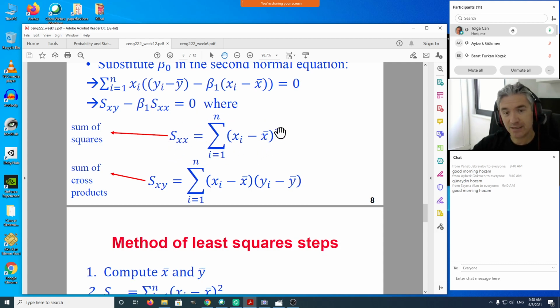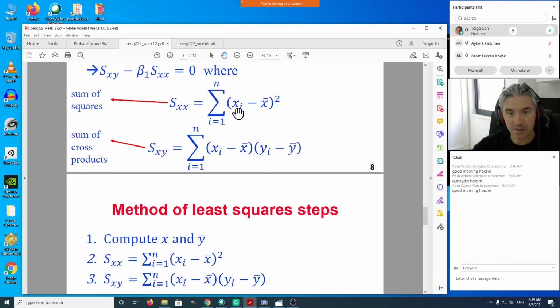This is SXX, the sample variance before it was multiplied by 1 over n minus 1. So as you can see, this is a term that would appear when we compute the sample variance for x. And this is the term, again, that will appear if we were to find the covariance between two variables x and y. This is called the sum of cross products. This is called the sum of squares.